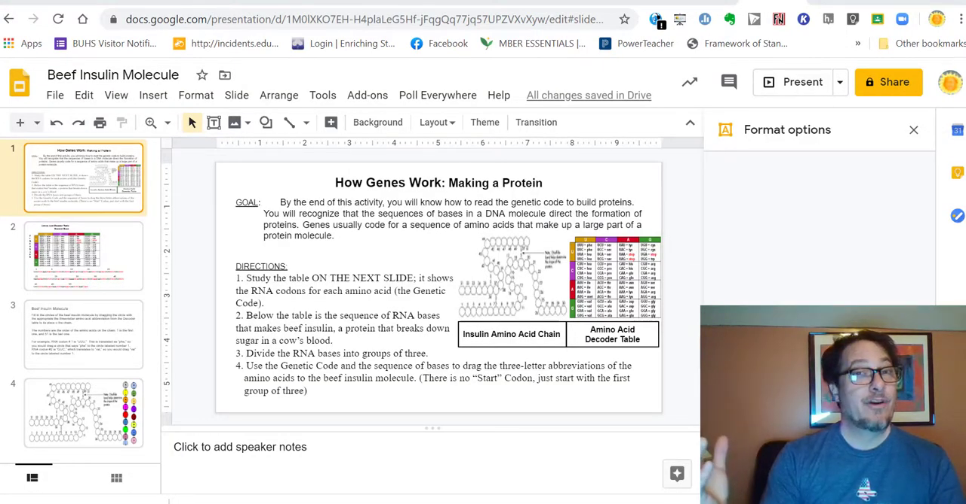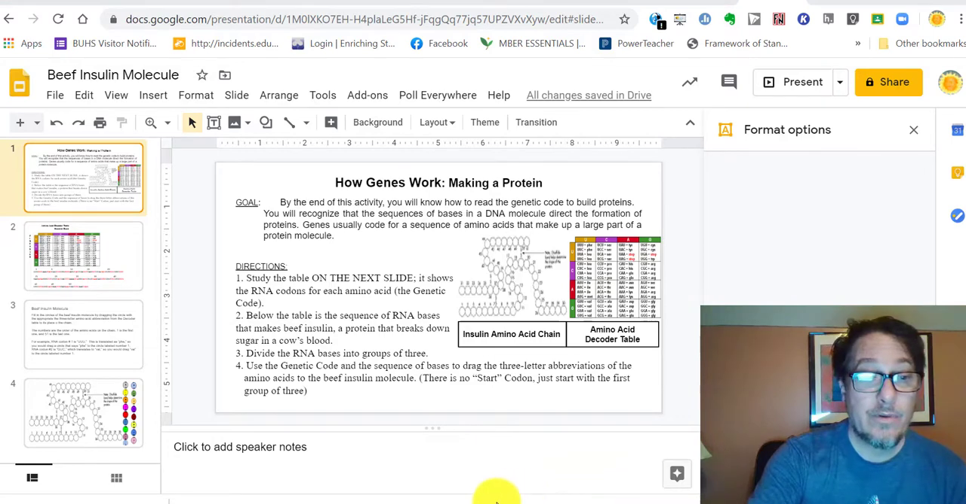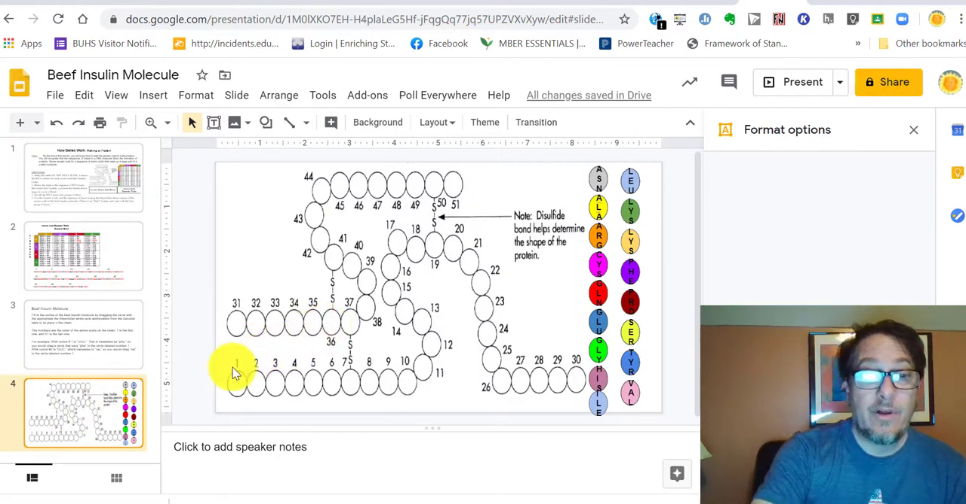Everybody, it's Mr. Auerbach, and I'm here to show you how to make a protein, starting with messenger RNA and going to a chain of amino acids. And so the protein molecule that we're working with today, as we see in this little picture and on slide 4, is the insulin molecule from cows, the beef insulin molecule.